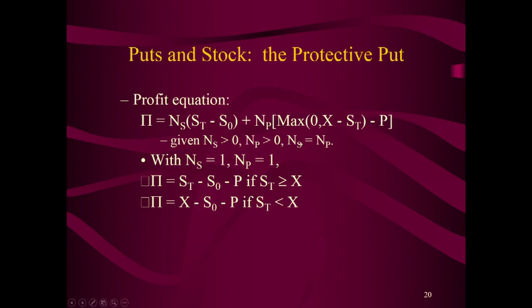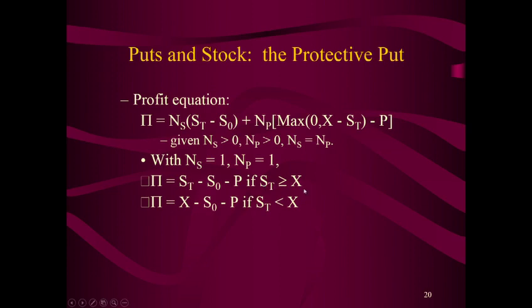Now, a protective put comprises a long stock and a long put, right? So now you have two positions. In determining the profit, you have to consider two scenarios: one in which your put is in the money, and another in which your put is out of the money. If there are more than one strike prices, then there are going to be even more scenarios. So given that there are two scenarios, you look at each of the two.